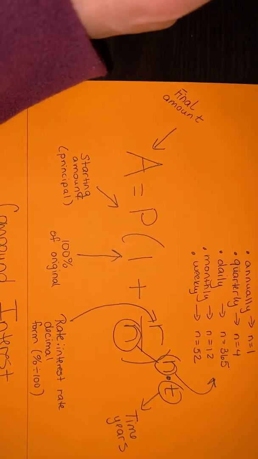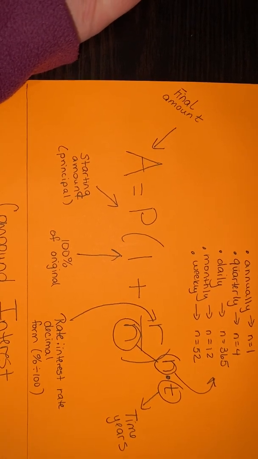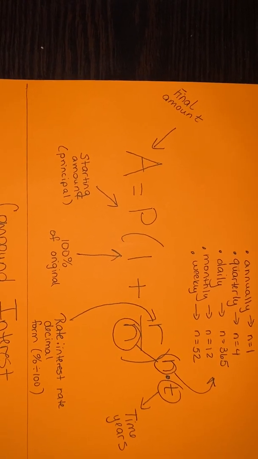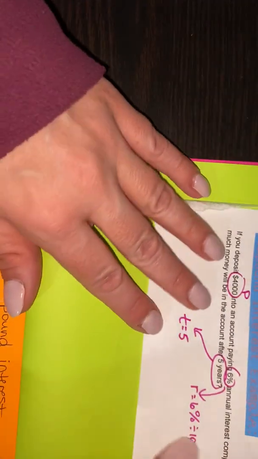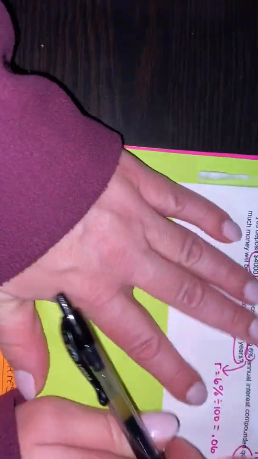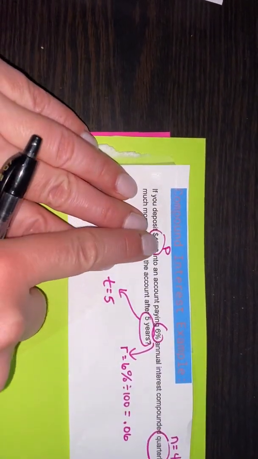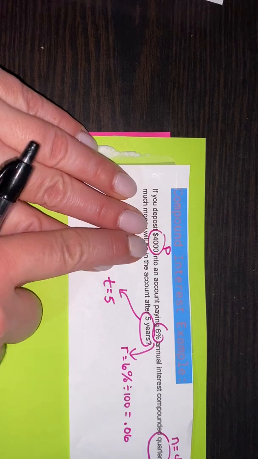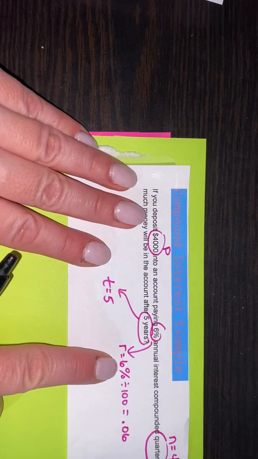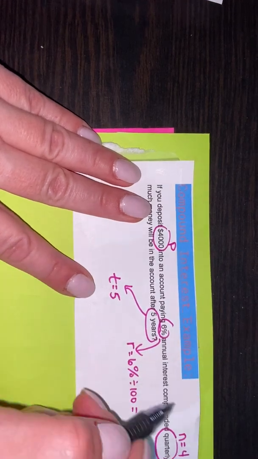I gave you a problem. You could cut it out, you can copy it by hand, I gave it to you in class, or it's on the Canvas page for this. Either way, here it is. The first thing I did is I went through and read it, and I started assigning things. It says, if you deposit $4,000, well, depositing $4,000 is your principal. That's what I started with. Into an account paying 6%. Well, there's my rate, but remember, I need to divide it by 100. So I get 0.06.